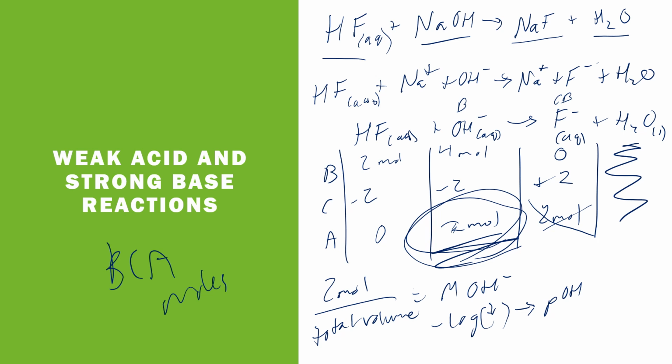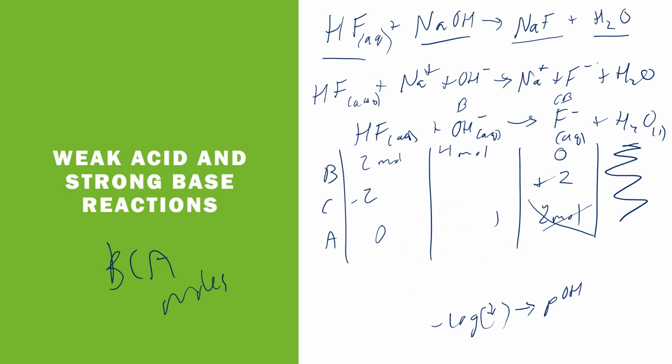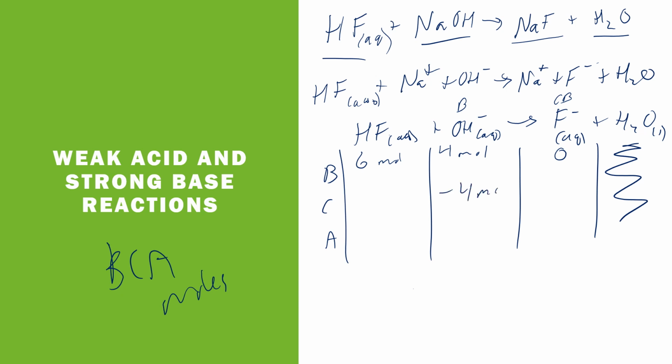All right, now the last scenario would be if you have excess weak acid. I'm going to show you how the BCA chart works for this. So let's choose this. I have excess weak acid. I'm going to completely use up the strong base. So this can only go down by 4. This one will increase by 4 moles. This will be 2 moles. For both of these, you would divide by the total volume.